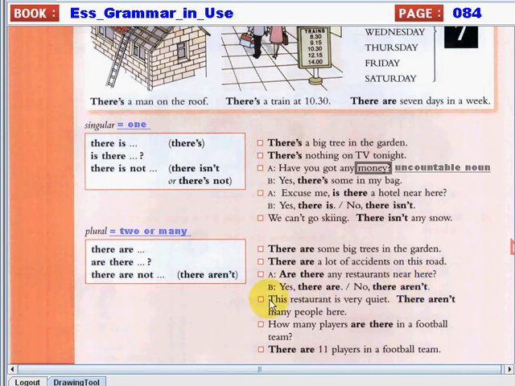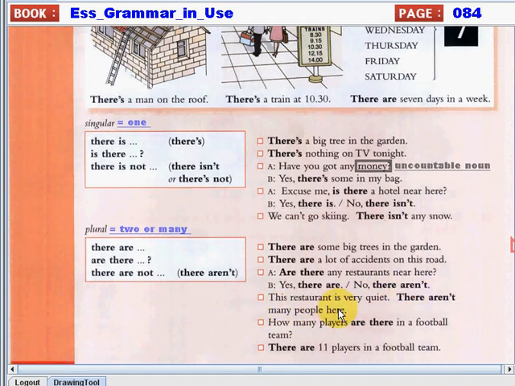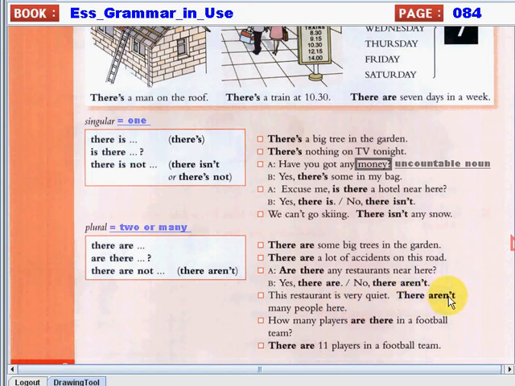Next example is, this restaurant is very quiet. There aren't many people here. We used there aren't because of the people, or many people. Next is a question. How many players are there in a football team? And the answer is, there are 11 players in a football team. So don't forget how to use there is and there are.